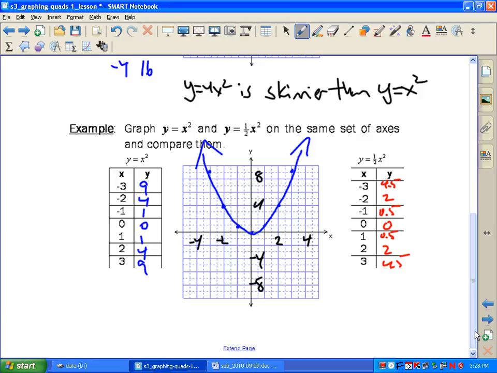Now, y equals 1/2 x squared, we get -3 and 4.5. So that's going to be right here. -2 and 2. -1 and 0.5. 0 and 0 still. 1 and 0.5. 2 and 2. 3 and 4.5. So what we see here is the vertex is the same, but in this case the red graph is fatter than the blue graph. So y equals 1/2 x squared is fatter.